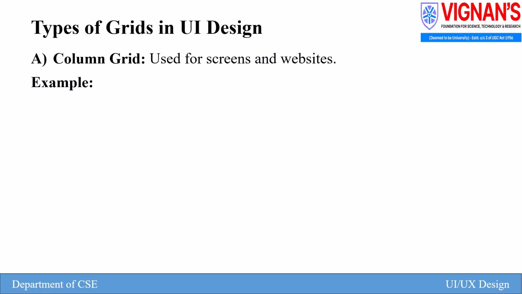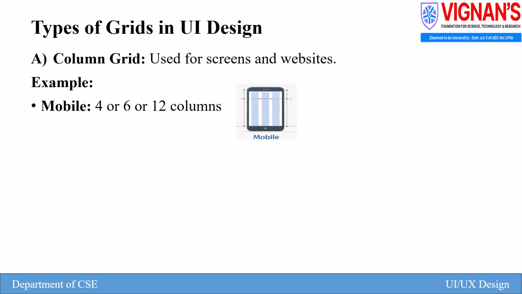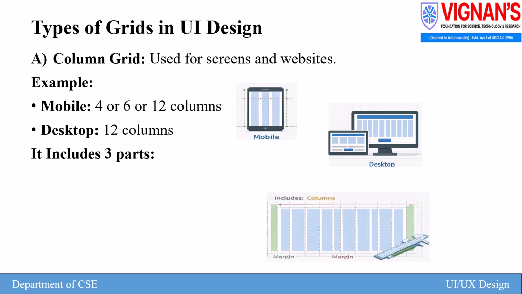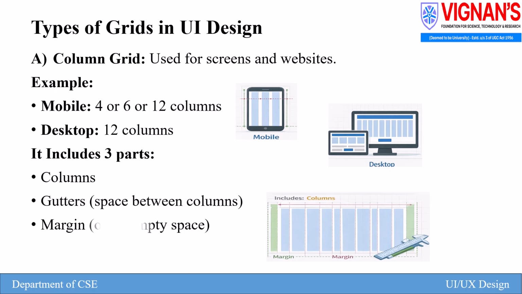Let us take an example. For mobile screens, designers usually use 4, 6, or 12 columns, while desktop layouts commonly use 12 columns. A column grid includes 3 main parts. Columns hold the content. Gutters are the spaces between the columns. Margins are the empty spaces on the outer sides of the layout.